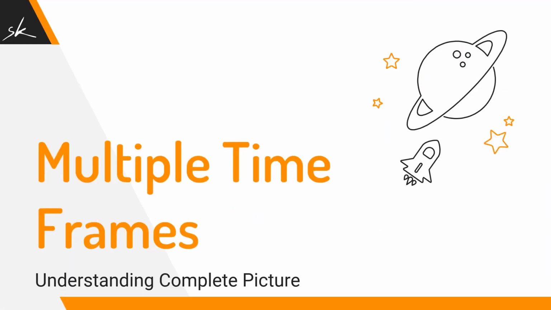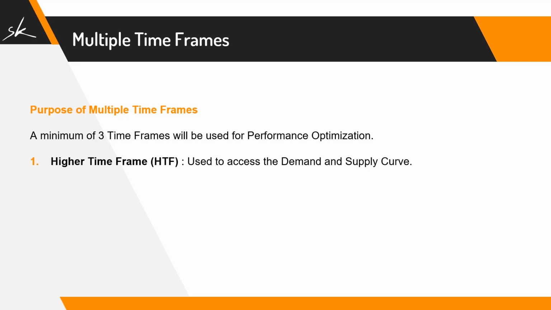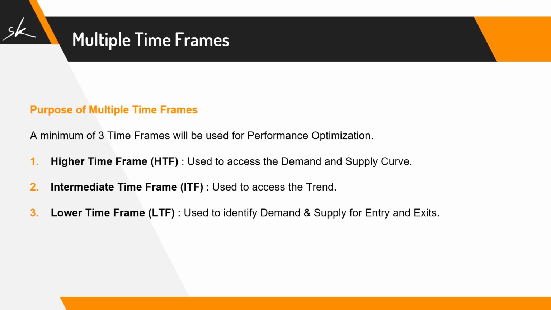Multiple time frames. Understanding the complete picture. A minimum of 3 time frames will be used for performance optimization. Higher time frame or the HTF. This time frame will be used to assess the demand and supply curve. Intermediate time frame or the ITF. This time frame will be used for trend analysis. Lower time frame or the LTF. This time frame will be used to identify demand and supply zones for entries and exits.